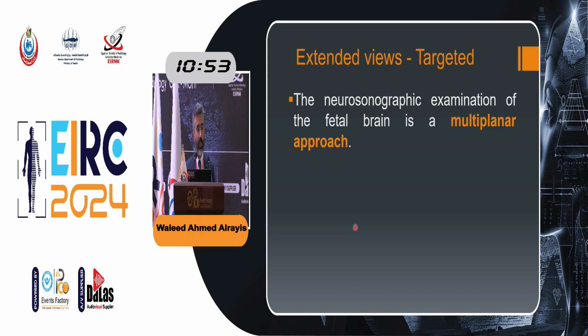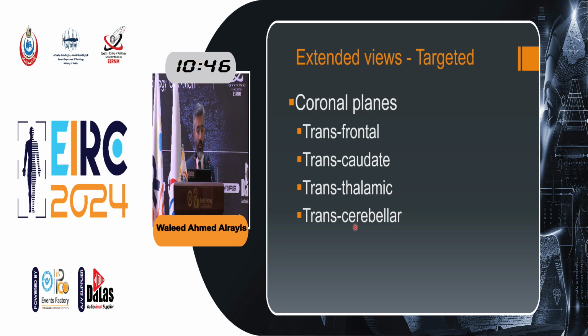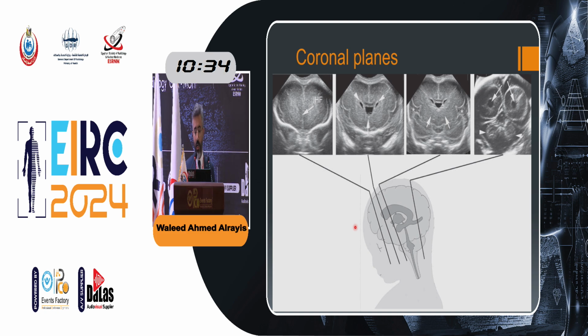Actually, the neurosonographic examination of the brain shall be a multiplanar approach. We can use coronal planes and sagittal planes. And we start with the coronal planes. We have the transfrontal, transcaudate, transthalamic, and transcerebellar planes. These are our planes: the transfrontal, transcaudate, transthalamic, and transcerebellar planes.